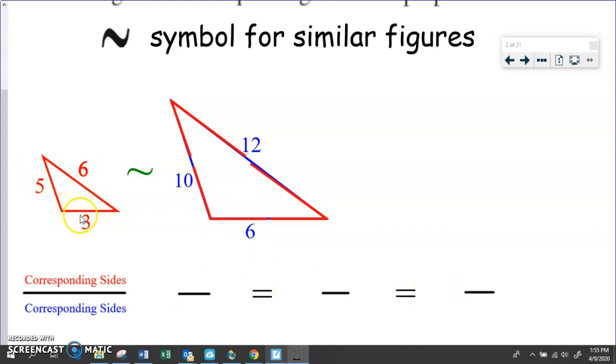So we'll start with the shortest side in this triangle, and that'll go on the top of the ratio, and on the bottom of the ratio we're going to put the shortest side in this triangle. And then we're going to do that with each pair of corresponding sides. So the next longest side in this triangle is a 5, so that'll go up top, and then the 10 on the bottom. And then the longest side in this one is 6, and the longest side in this one is 12.